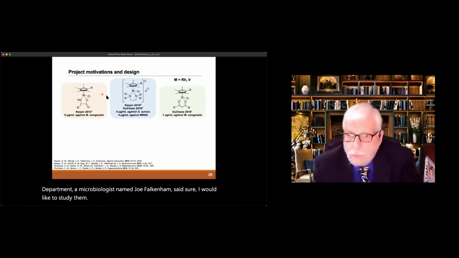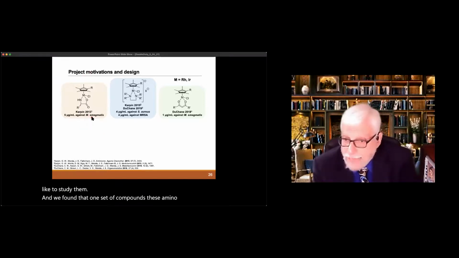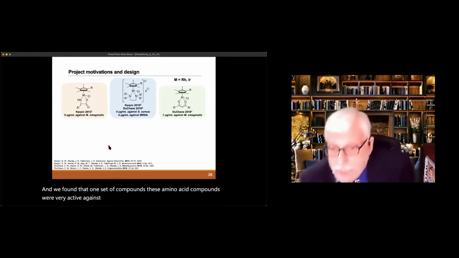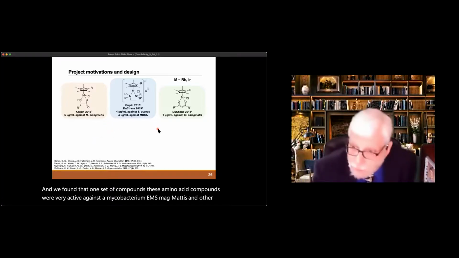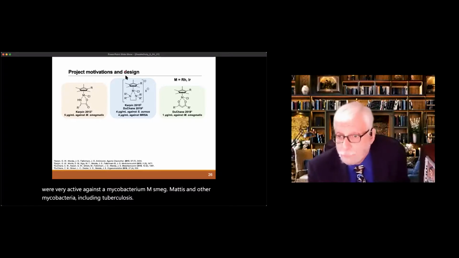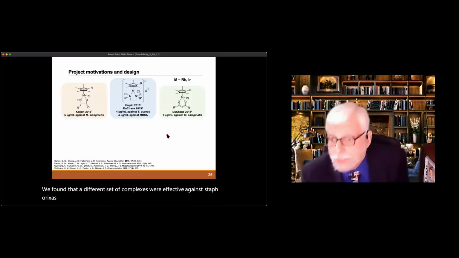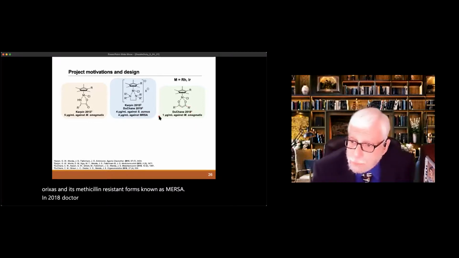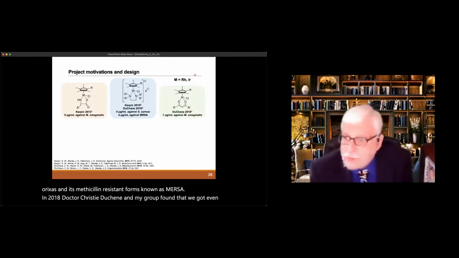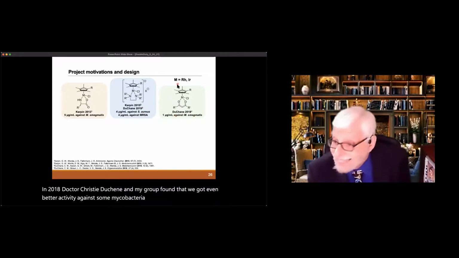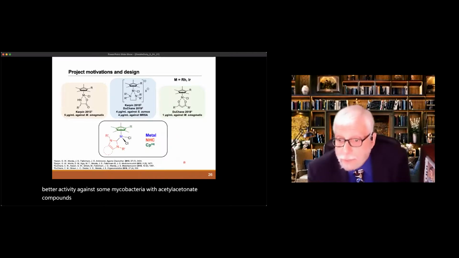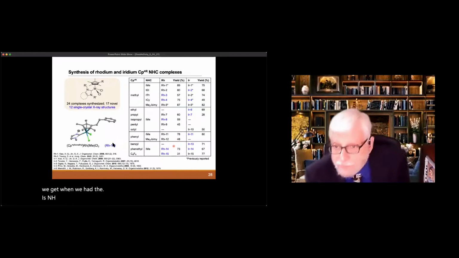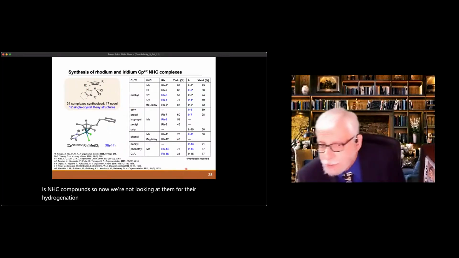We found that one set of compounds, these amino acid compounds, were very active against a mycobacterium, M. smegmatis, and other mycobacteria, including tuberculosis. A different set of complexes were effective against Staph aureus and its methicillin-resistant forms known as MRSA. In 2018, Dr. Chrissy Duchesne and my group found even better activity against some mycobacteria with acetylacetonate compounds. So we decided to look at what we would get with these NHC compounds, now not for their hydrogenation activity, but rather their biological activity.